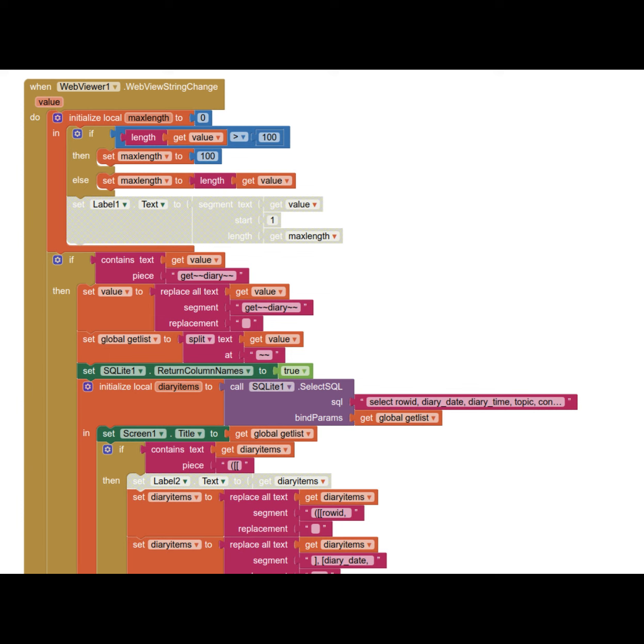We now need to code the blocks for the server to respond correctly to each of the messages from the web viewer. Each section follows the same pattern. We check first to see if the value of the web view string starts with a string that indicates the purpose of that message. Then we remove that string by replacing it with nothing. Then we can split the remaining string at the characters to give us a list, and this list will be used as the parameter list for our SQL query.